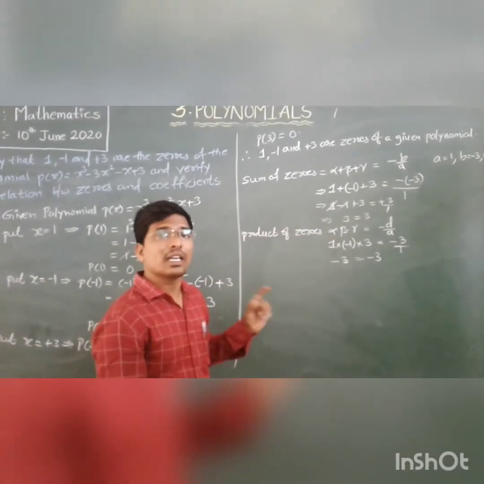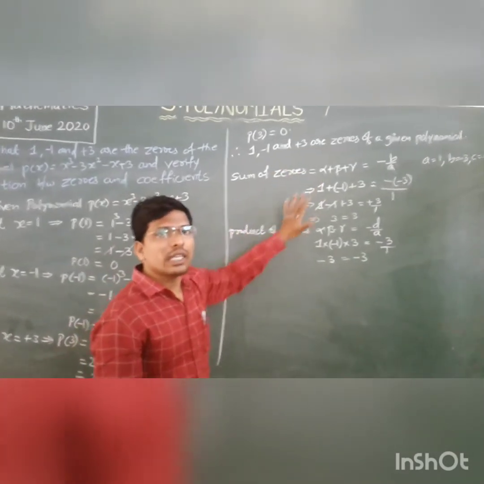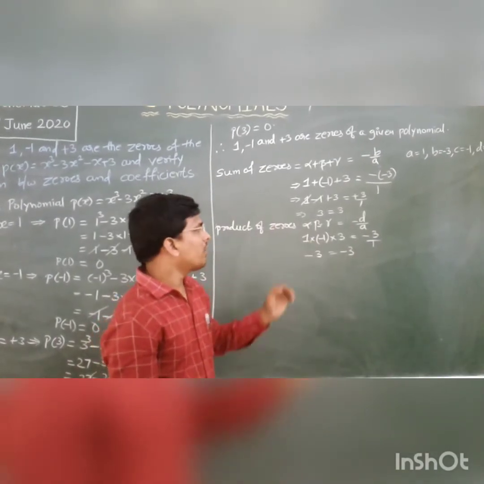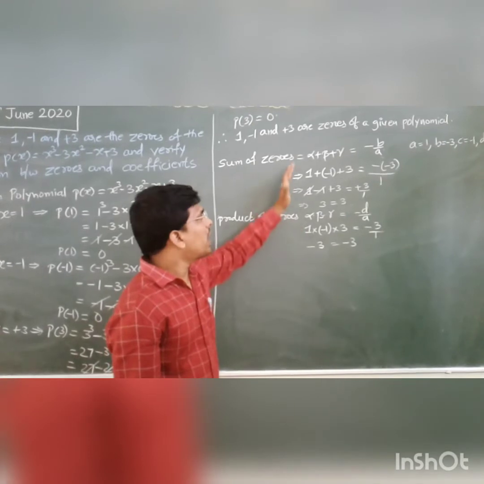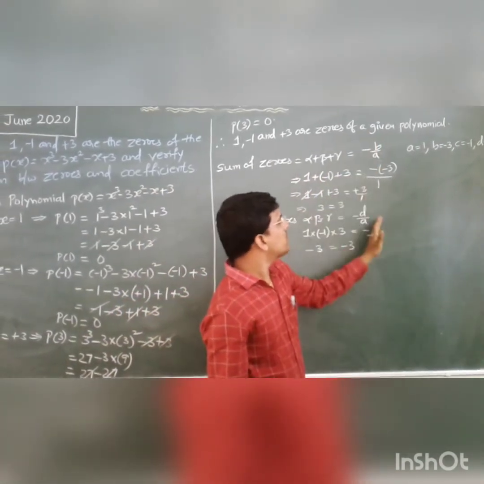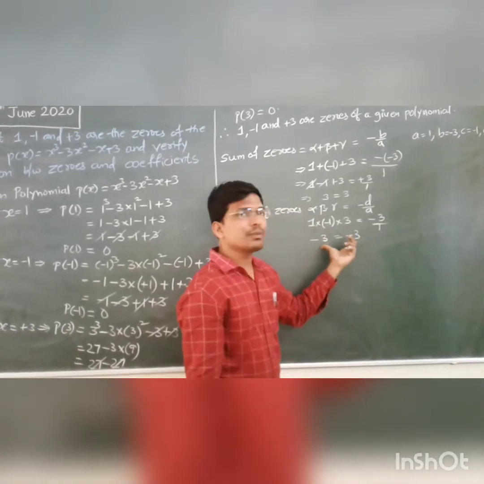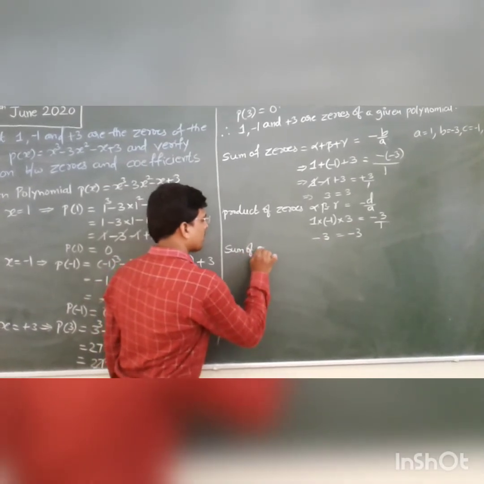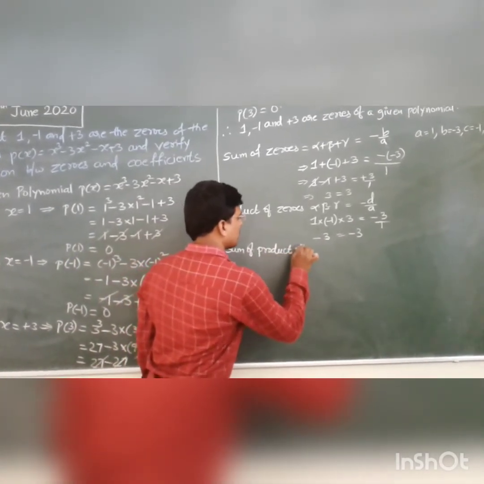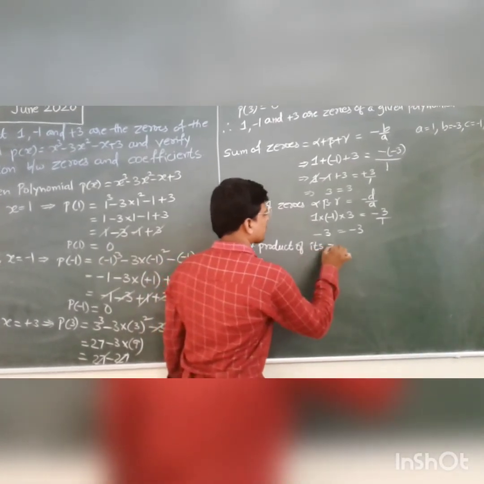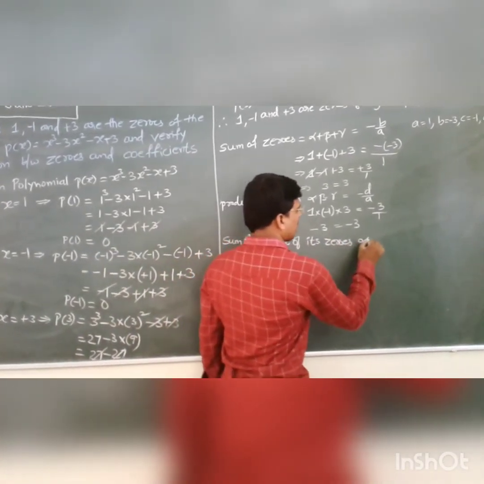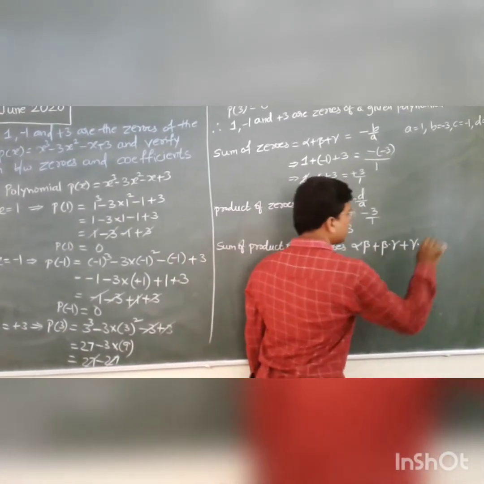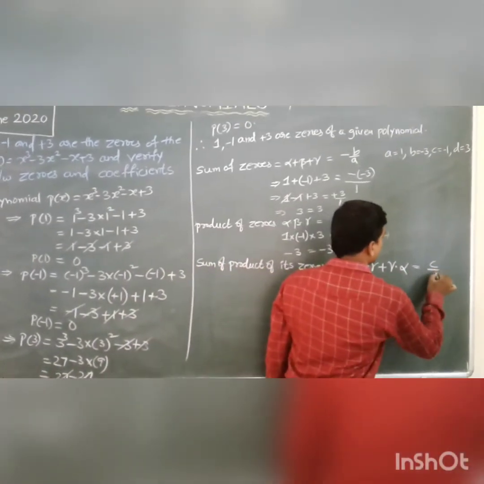What we are doing here is comparing the sum of the zeros and the product of the zeros with the coefficients of a polynomial. So in both the cases it has been verified. Next, third one, sum of product of its zeros. So what is the relation? Alpha into beta plus beta into gamma plus gamma into alpha is equal to c by a.